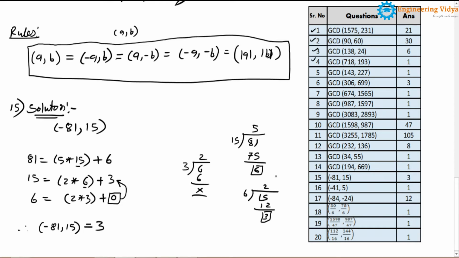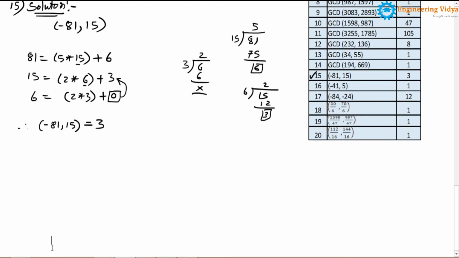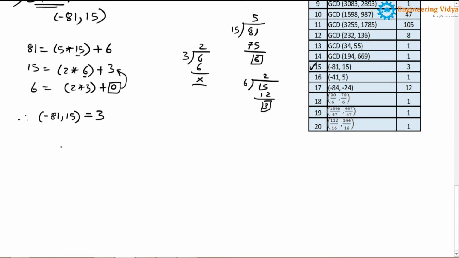In a similar way, we have solved sum number 15. Sum number 16 is the same. Here we have to find minus 41 comma 15. The problem is the same, and it's homework for you. Now we're going to solve sum number 17 also. In sum number 17 we have to find minus 84 and minus 24.